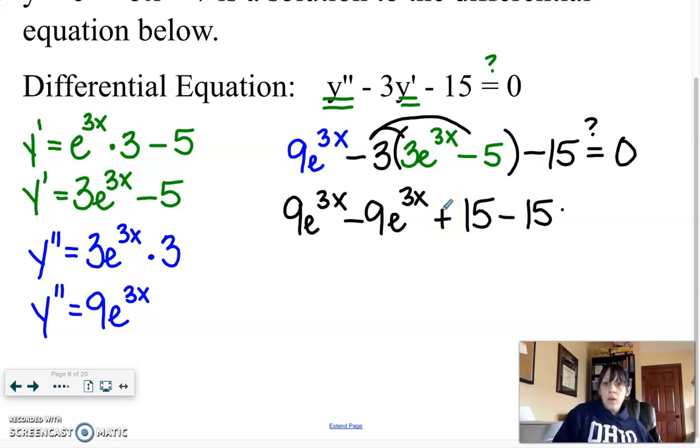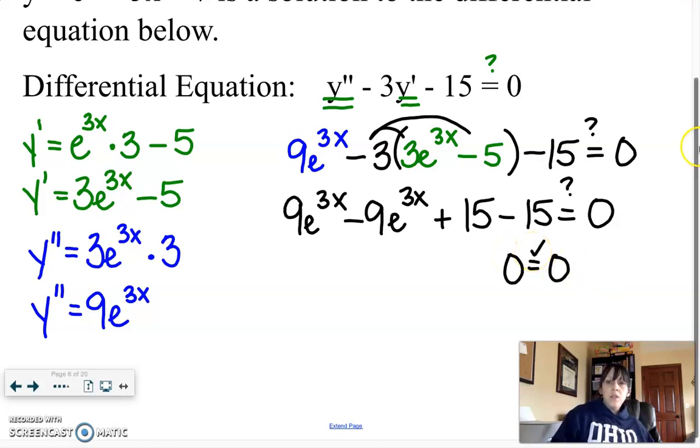Bring all the other stuff down. Does it equal 0? And then you're going to see that 9e to the 3x minus 9e to the 3x, those cancel. 15 minus 15 cancels. So this does equal 0.